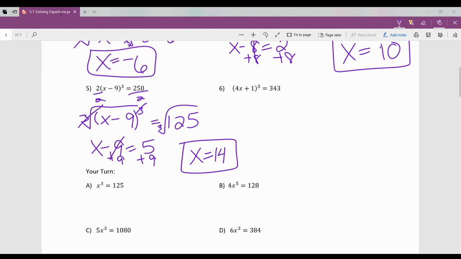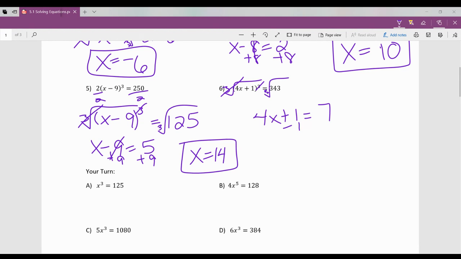All right, last one. So we've got an exponent of 3, so we're going to do a root of 3 because that whole side is being raised to the third, so we get rid of that by taking the third root. So we get 4x plus 1 is equal to, now the third root of 343. So I've got to try and figure out what number times itself 3 times is going to give me 343. So 6 times 6 times 6, that's 216. 7 times 7 times 7, boom, 7.